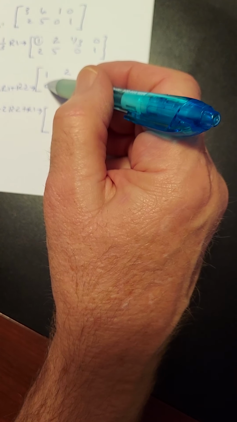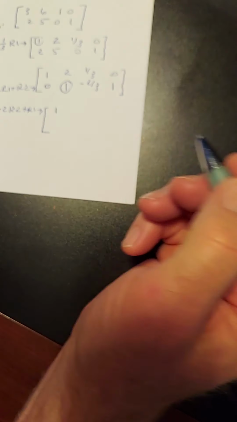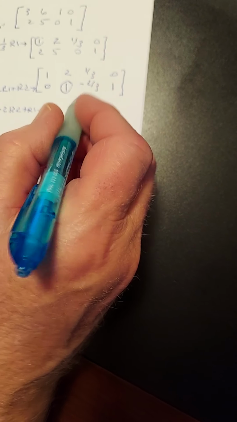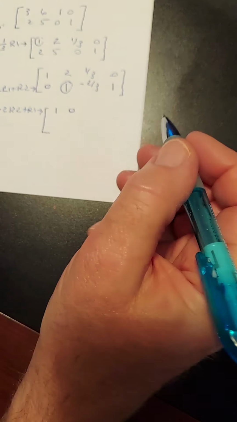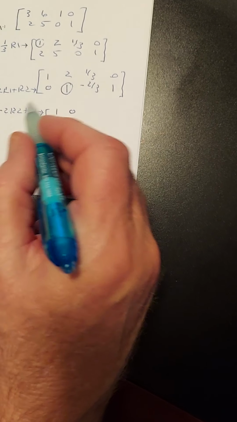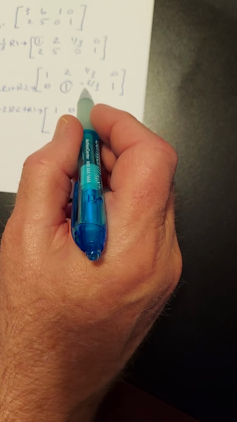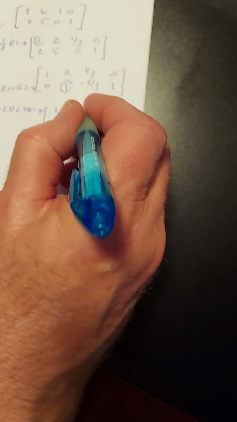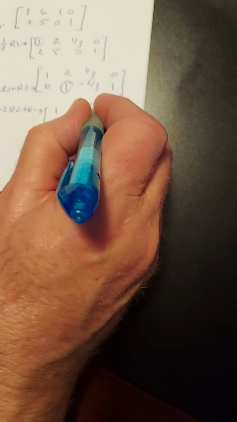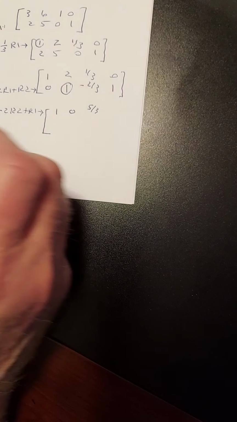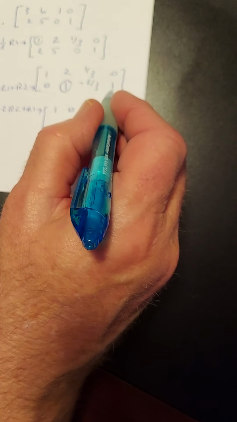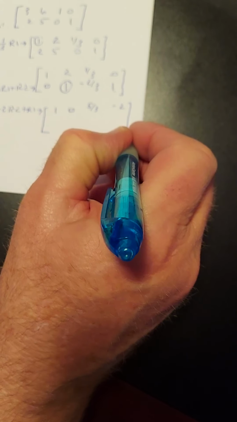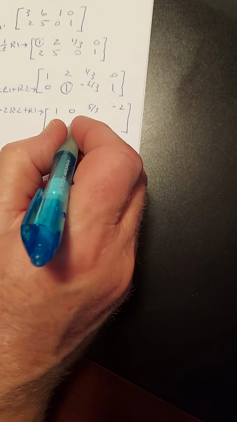So -2 times 0 is 0, plus 1 is 1. That didn't change. -2 times 1 is -2, plus the 2 up there, there's your 0. That's what we're trying to get. -2 times -2/3, that's 4/3. 4/3 plus 1/3 is 5/3. And -2 times 1 is -2. -2 plus 0 is -2. And the bottom stayed the same.